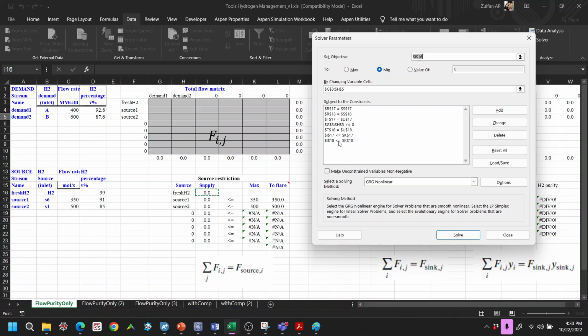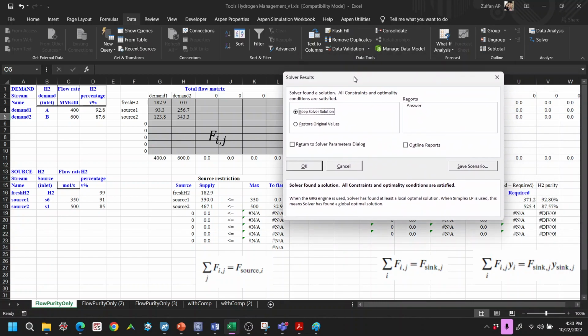So what we need to do is find how much is each. So I put G3 to H5, all of these bigger than zero, because it has to be a positive flow rate, and then we click solve.